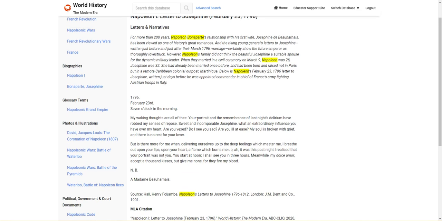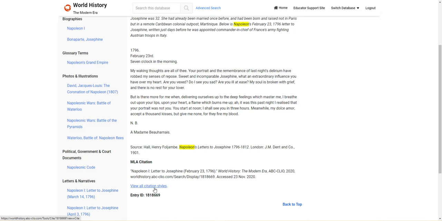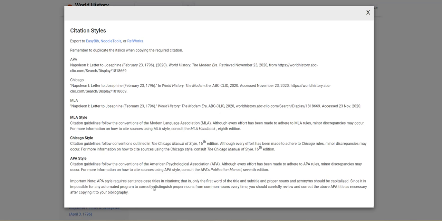So you can find this letter and you can actually see how to cite the letter. Typically, ABC CLIO, for whatever reason, always uses MLA. I think mainly because high school teachers are requiring students to cite in MLA. But perhaps you want some other type of citation. So you could do Chicago or APA, just depending. And then there's an export to EasyBib, Noodle Tools, or RefWorks if that is something that you have your students do.